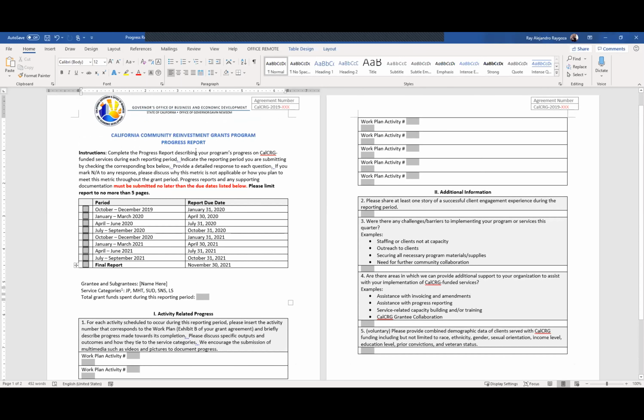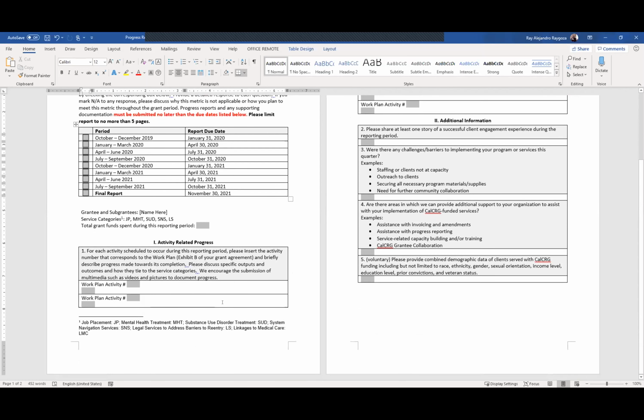But if we start from the top, we invite you to read the instructions, and then please mark which quarter you're trying to report on. After you do so, you can click and it'll do a check mark. You can expect this portion to be pre-populated by your grant manager. Here it should display your name, and here the service categories that you stated in the work plan and the agreement. And right here is going to display your CAS or your G ID number.